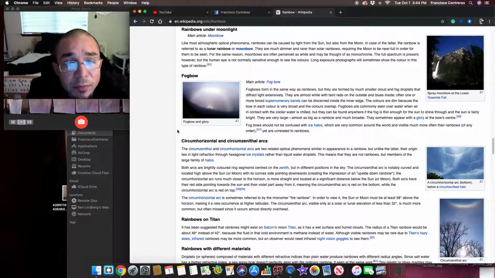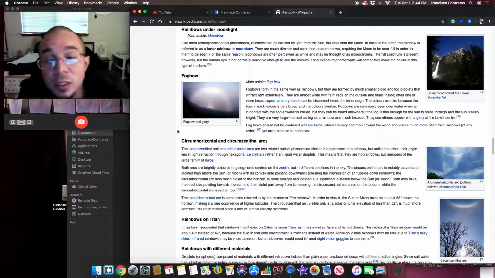Fog bows should not be confused with ice halos, which are very common around the world and visible much more often than rainbows of any order, and yet are unrelated to rainbows.